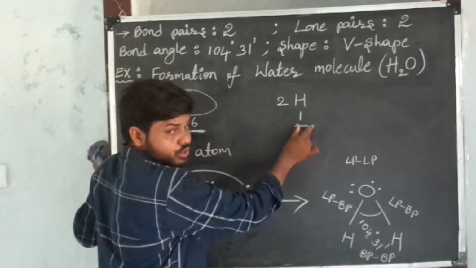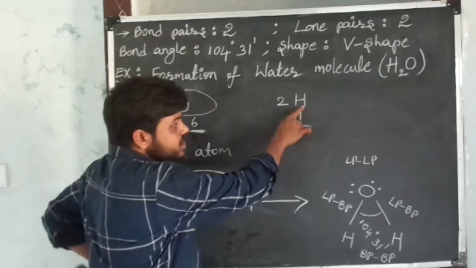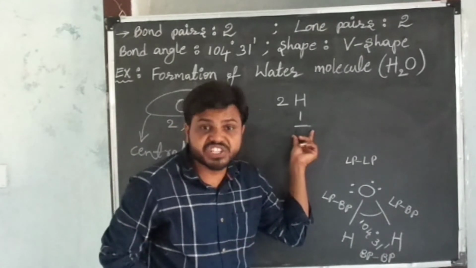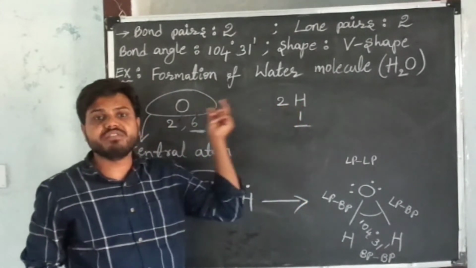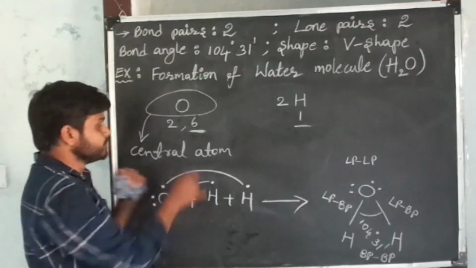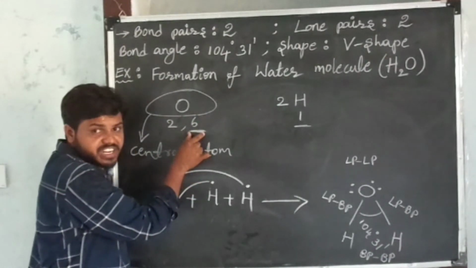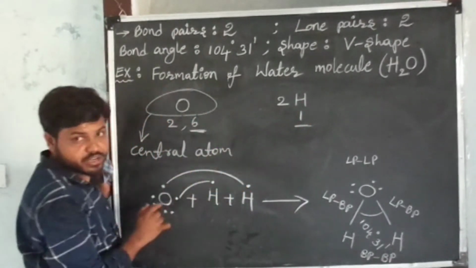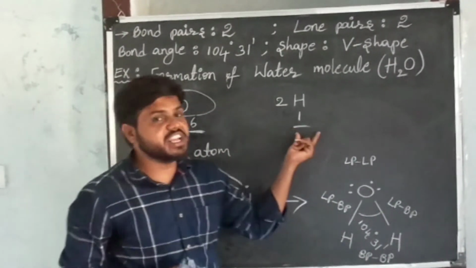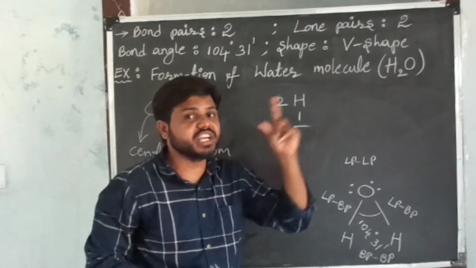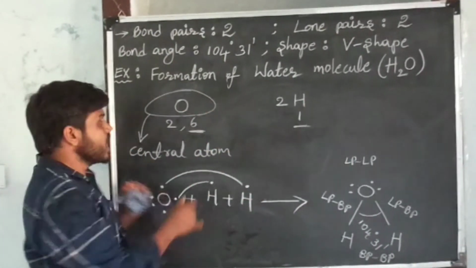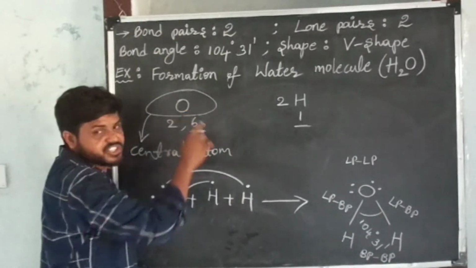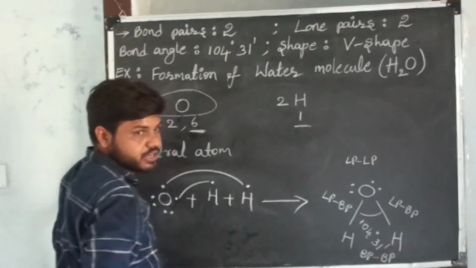To get helium configuration in the valence shell, each hydrogen shares 1 electron with oxygen, and to get octet configuration in the valence shell, this oxygen shares 2 electrons with 2 atoms of hydrogen. I am repeating: to get helium configuration, each hydrogen shares 1 electron with the oxygen atom, and to get octet configuration in the valence shell of oxygen, this oxygen shares 2 electrons with 2 atoms of hydrogen.